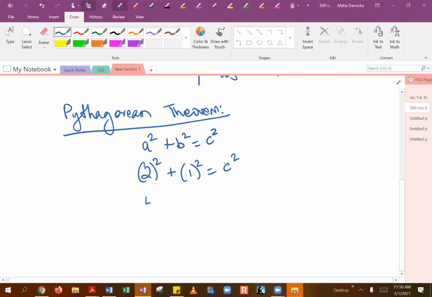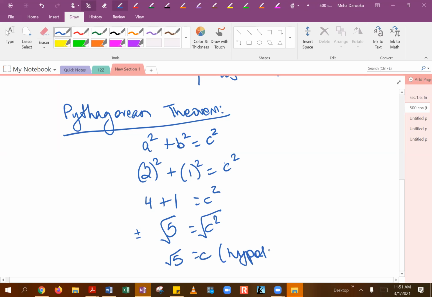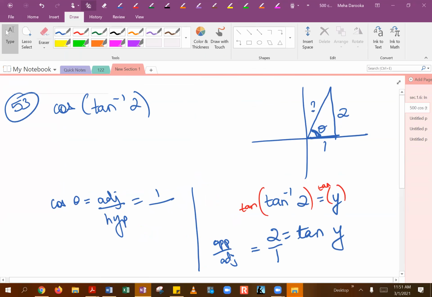squared, which is, of course, 1. So 4 plus 1 gives you 5. And then to get c by itself, we would take a square root. Technically, you would have a plus or minus, but, of course, we're not really looking at the minus answer. So you will just keep it as square root of 5 for your c value, the hypotenuse. So there you go. This guy will be square root of 5.